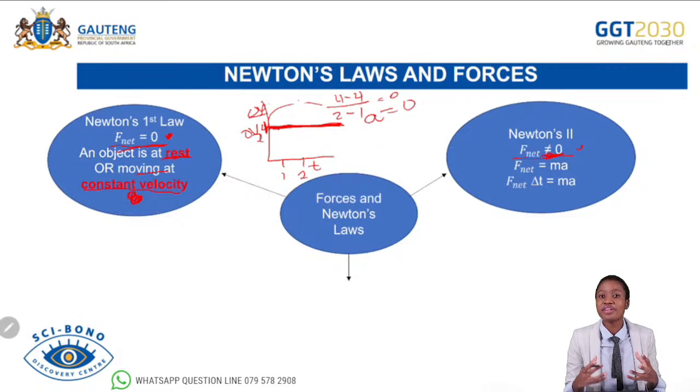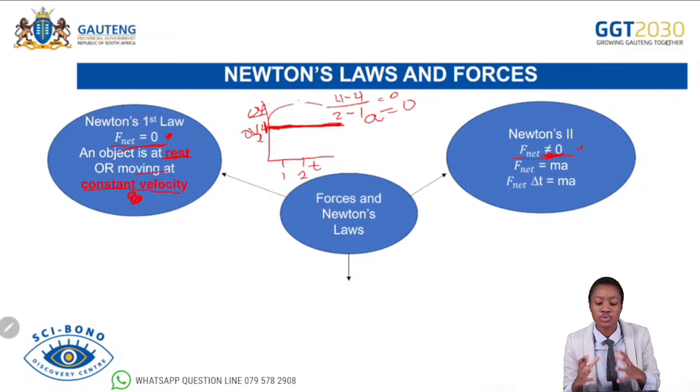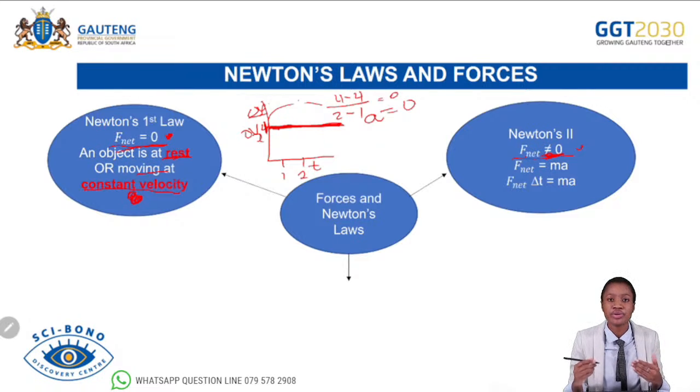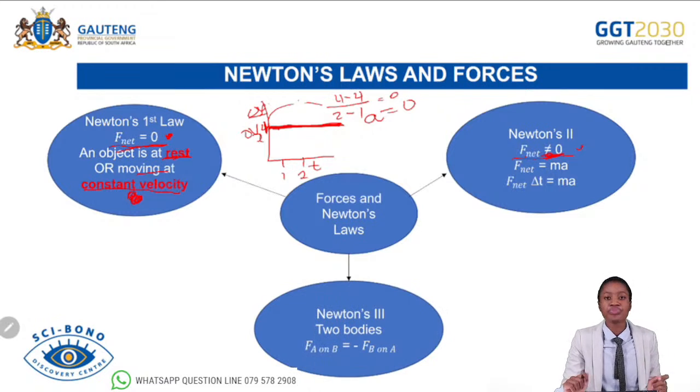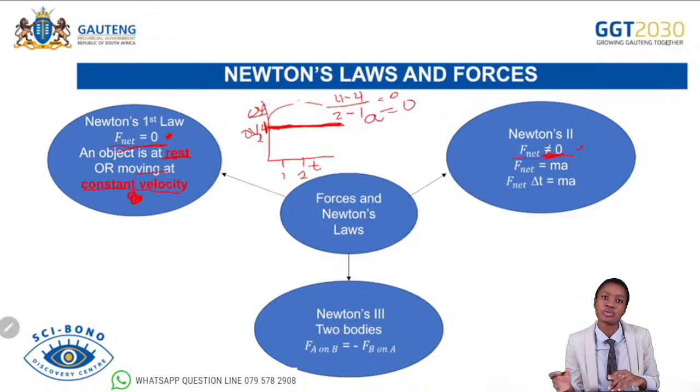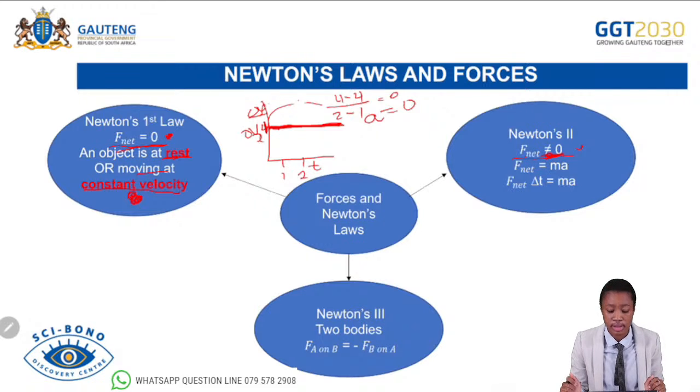When we then have an acceleration, that tells you that the net force is not 0. It does not add up to 0. So there is an acceleration. And when we're looking at Newton's first law and second law, we are still looking at single objects. Now we introduce the third law. In the third law, we are now looking at more than one object, for example, 2 bodies in this instance.